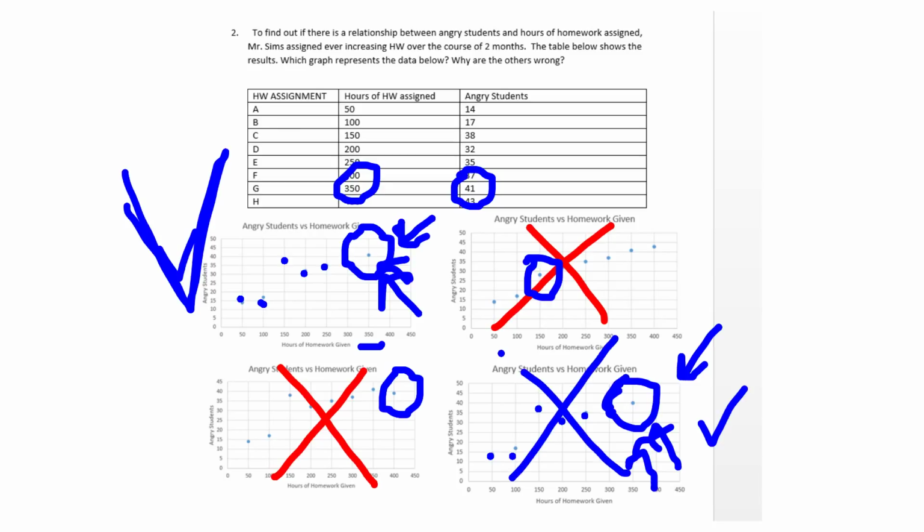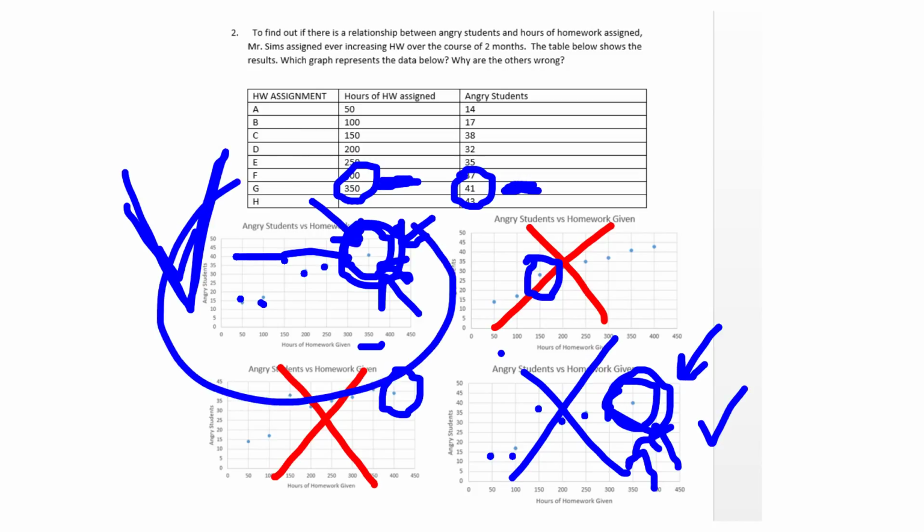I hope you understand that right there, that small difference could be the difference between getting this problem right or wrong on the STAAR test. They like to do little tricky things like that. So once again, this one here is the correct answer because when 350 is the hours of homework assigned, the number of English students is 41, which should be just above the 40 line, which is this line here. And surely enough, this dot is just above it. All right, so this is the correct answer. This one is wrong, this one is wrong, and this one is wrong.